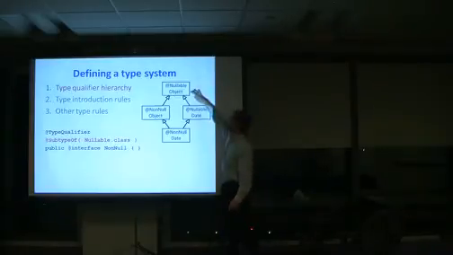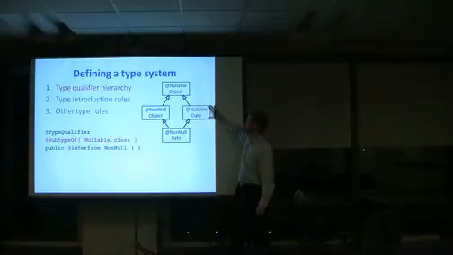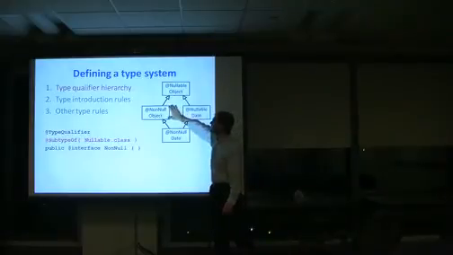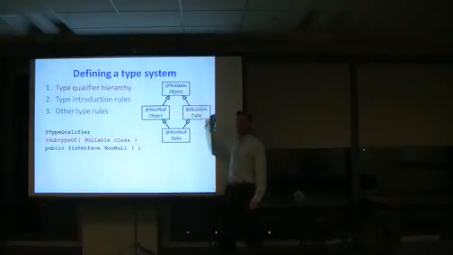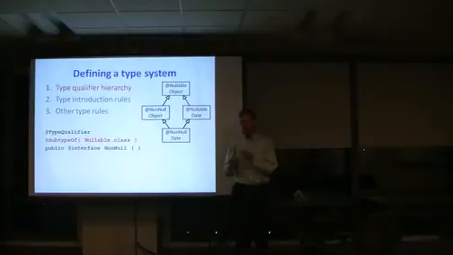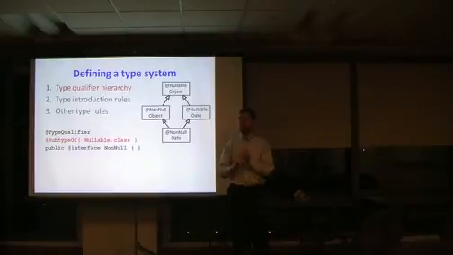If you have a variable that's nullable, then you can assign to it from an R value that's nullable, sorry, from a date that's nullable, or from an R value that's non-null, but not the other way. So this already handles all inheritance, all method overriding, all assignment, all method call, all method return.